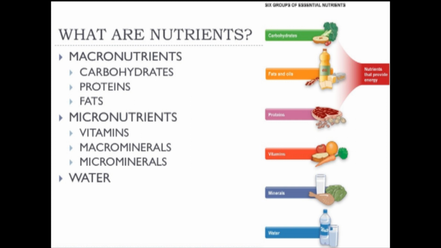Micronutrients, on the other hand, are not energy providing, but they certainly are vital for the proper functioning of the biological system. Within micronutrients, we have vitamins, macro minerals, which are fairly large quantities of minerals in the body, and micro minerals, usually required in microgram amounts, while the macro minerals are usually in milligram amounts. And we have water considered as a nutrient as well. So this slide illustrates what we actually mean by nutrients.